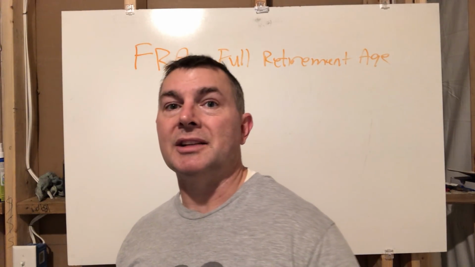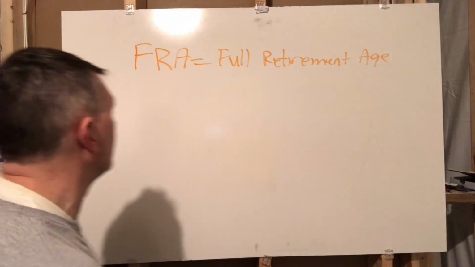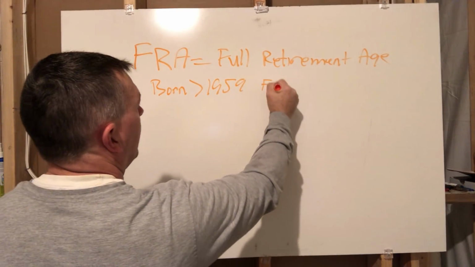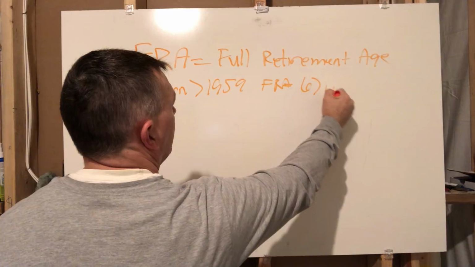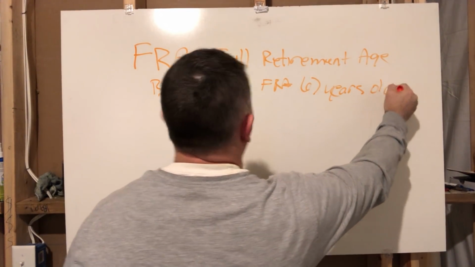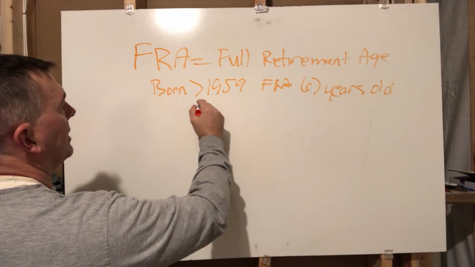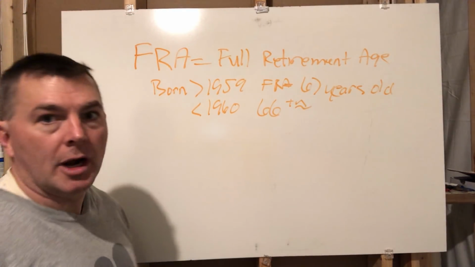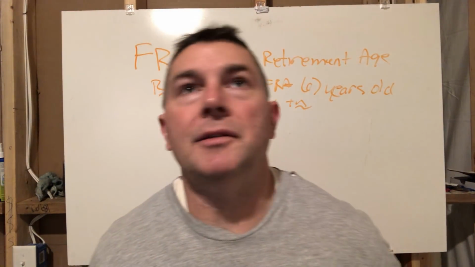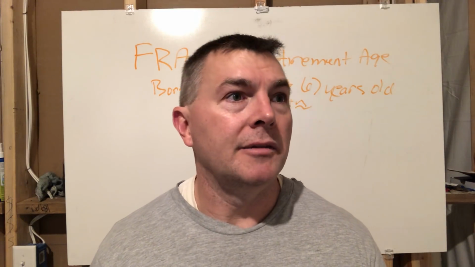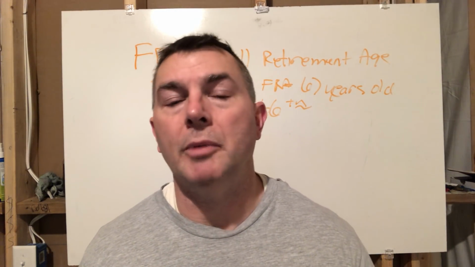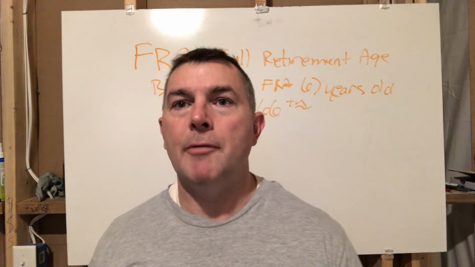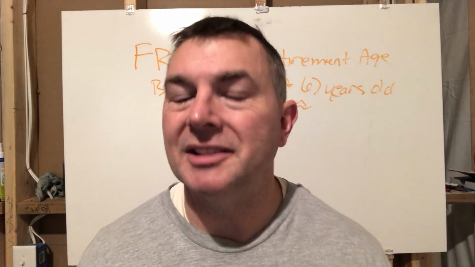If you're born in 1960 or beyond, it is also 67. So born after 1959, FRA equals 67 years old. Born before 1960, it's 66 plus some months. Off the top, I think 1958 is 66 and 8 months, 1959 is 66 and 10 months, and so on. But for right now, if you're born in 1960 or beyond, your FRA is 67. You're born before 1960, your FRA is 66 and some months.